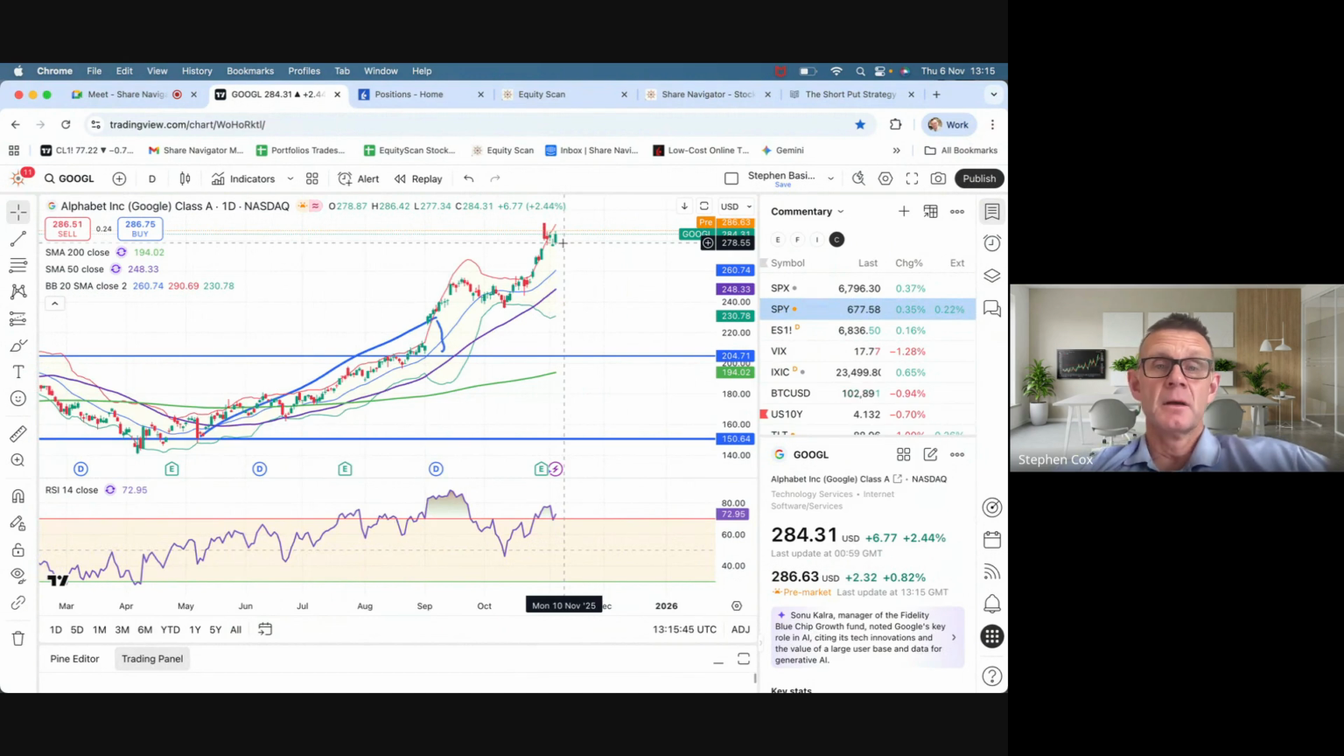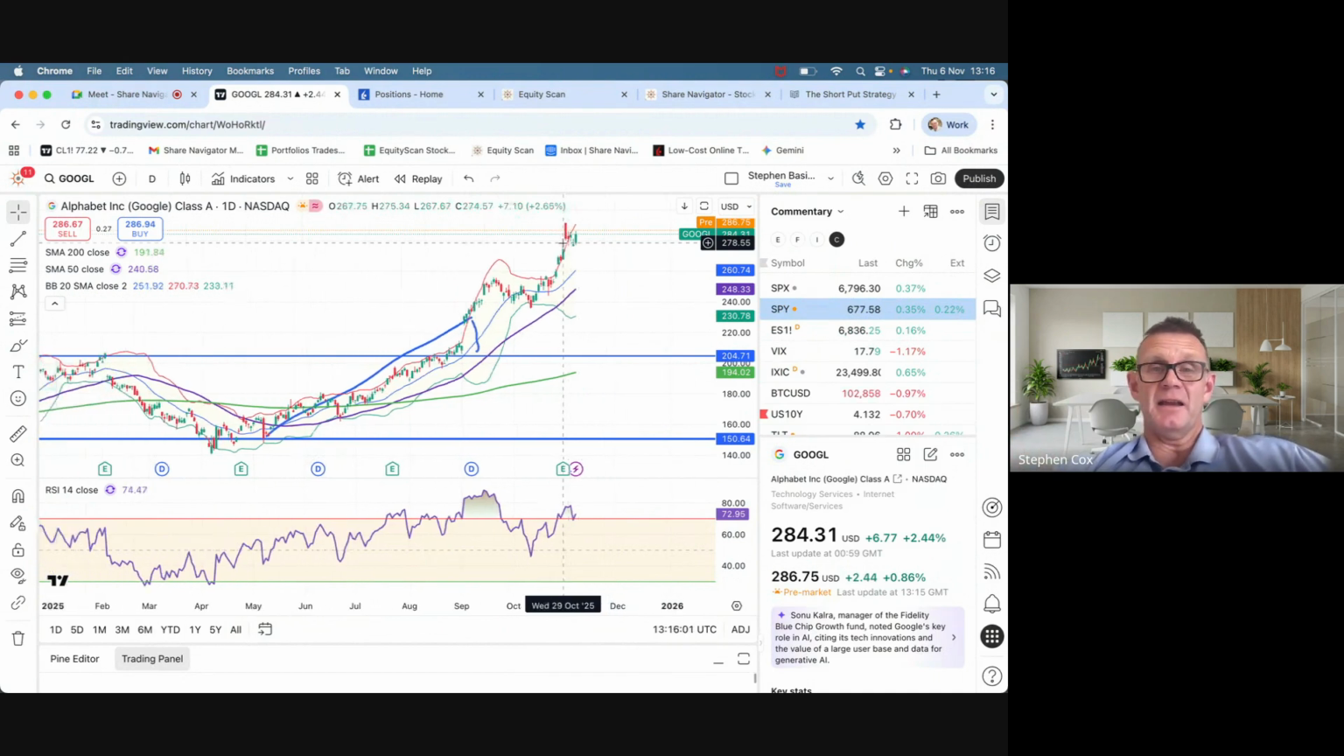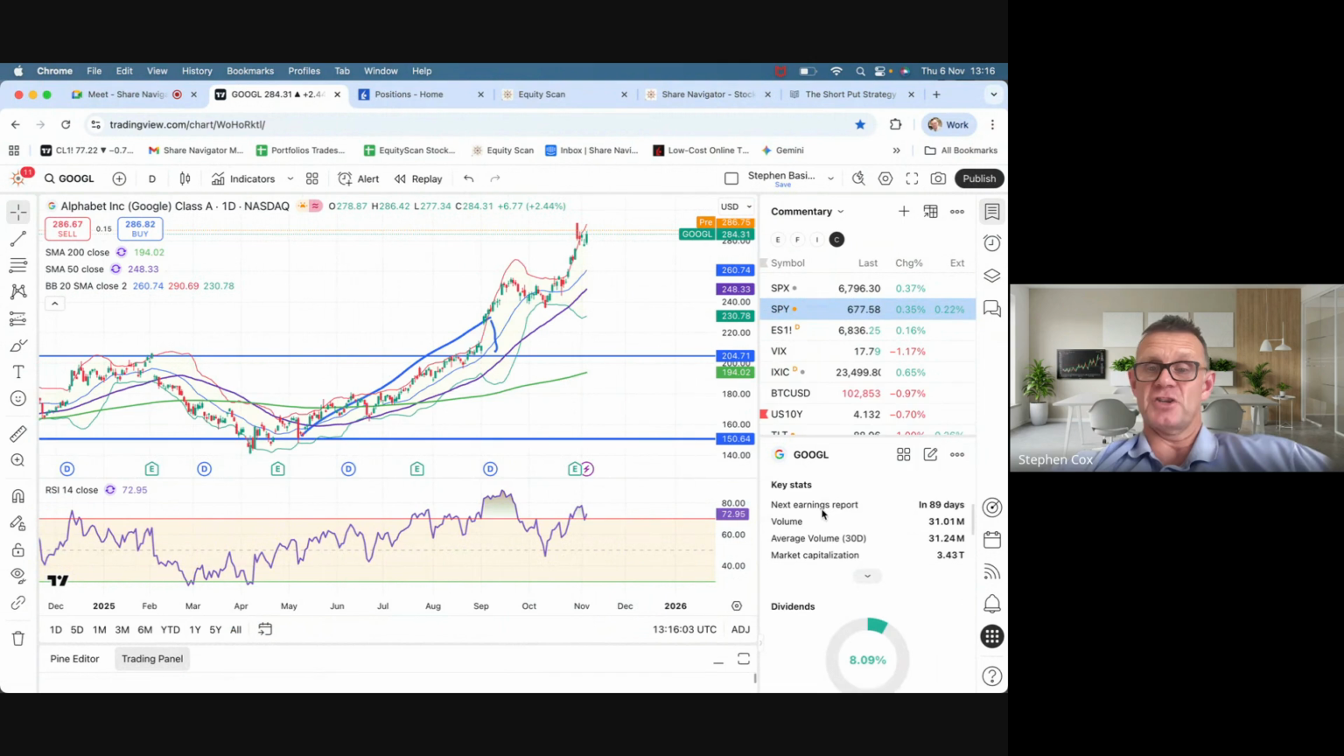So no longer are investors just going to focus on Google as an advertising channel. They're looking at it from a service point of view now as well. And I just think this is going to continue to grow. So even though it's above our target price, I just want to go back and show you where the analyst target price is now.